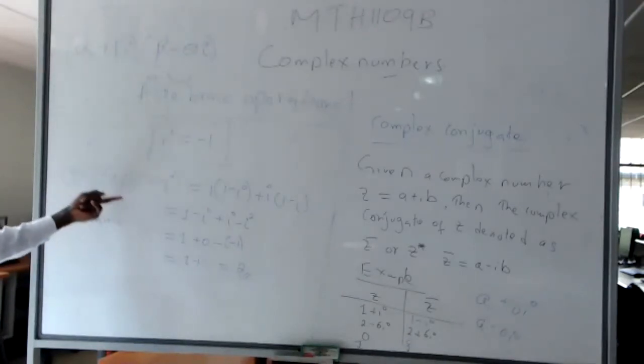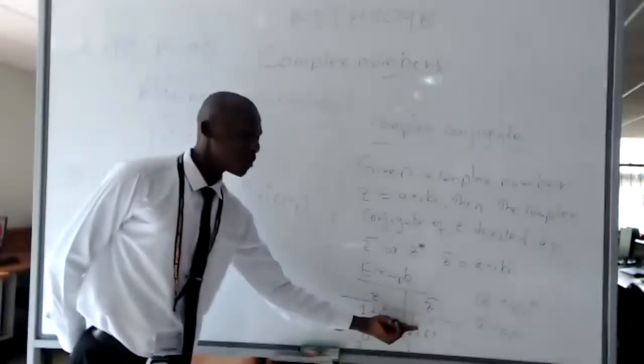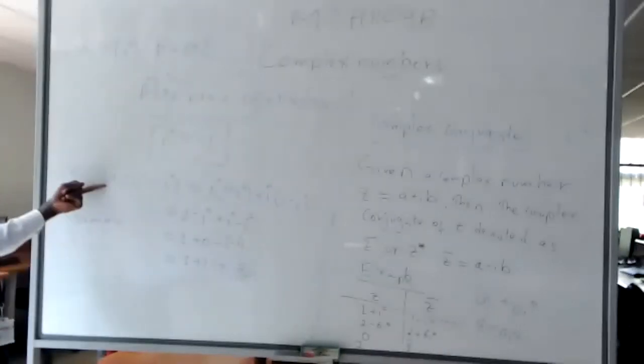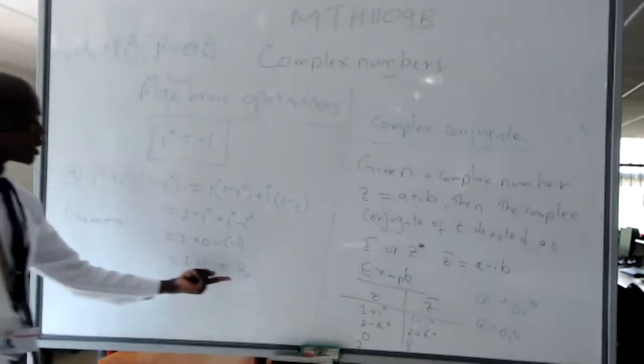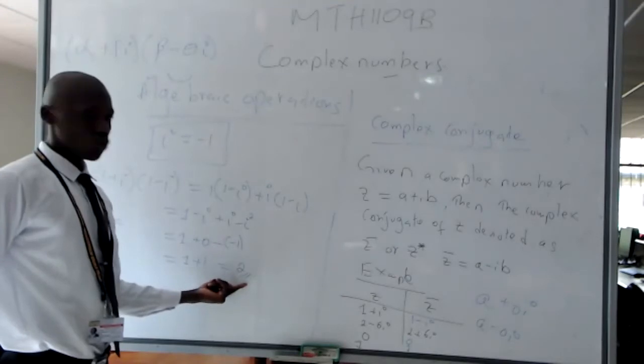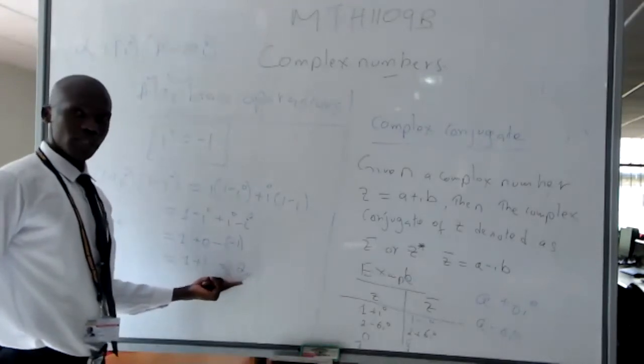Okay, we have seen 1 plus i. The complex conjugate of 1 plus i is 1 minus i. So when you multiply 1 plus i with 1 minus i, we get 2, which is a real number. You notice that the imaginary part has disappeared. Okay?